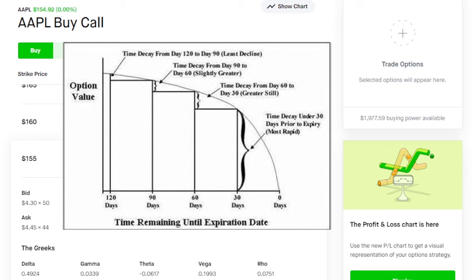In my income strategies where I'm a seller, now I want time decay to work for me. So I like to keep those contracts short, inside of 60 days, since this rapid time decay will be working in my favor.